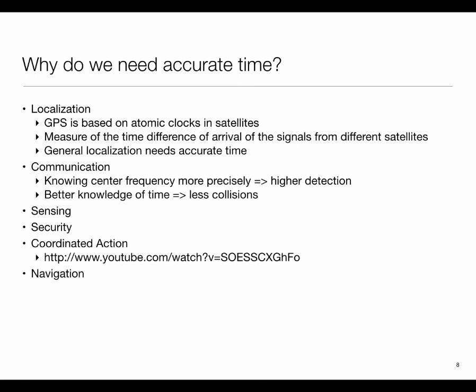If I'm sensing, or radars and all, they all have security, coordinated action. There's a pretty cool video out there of two robots manipulating a fragile object, and very precise coordination is needed because if you don't, it will crush it. Okay, so precise coordination, navigation, which we already talked about. So a whole bunch of things out there.